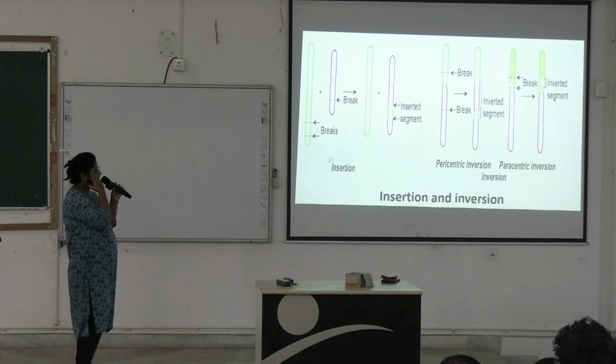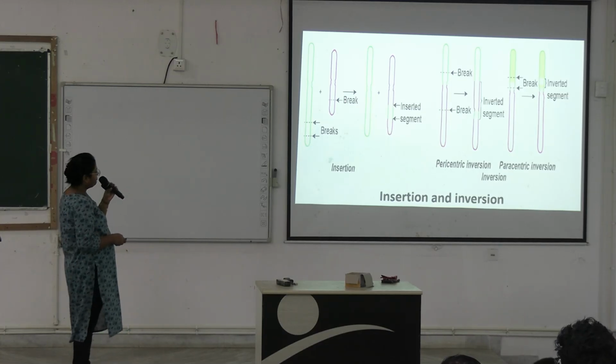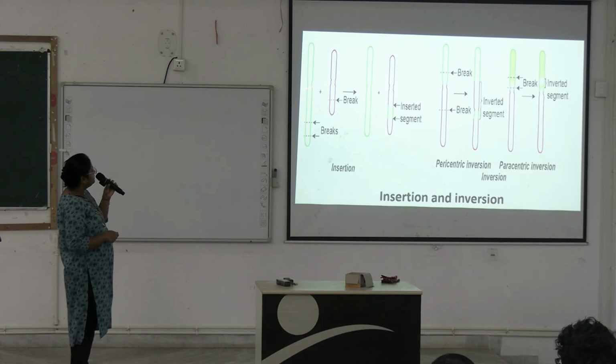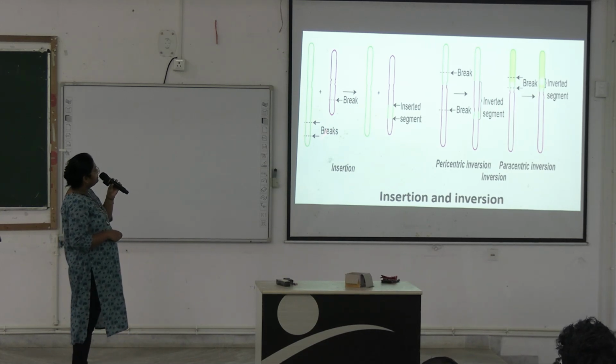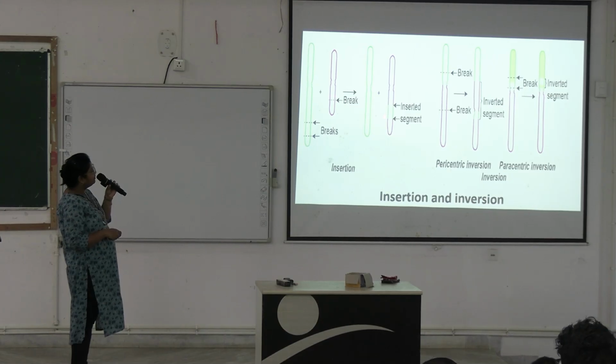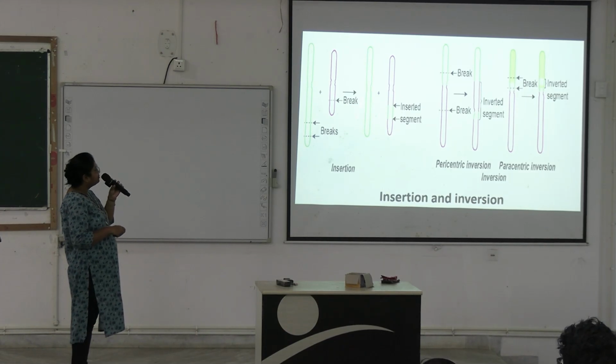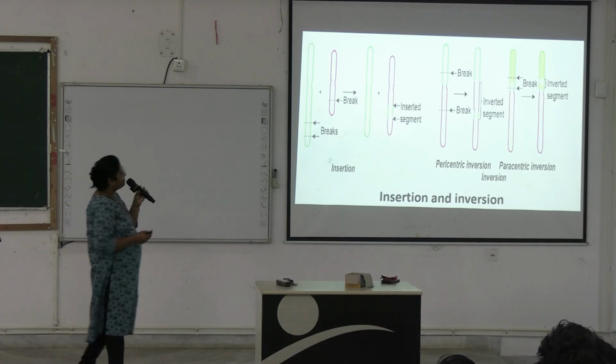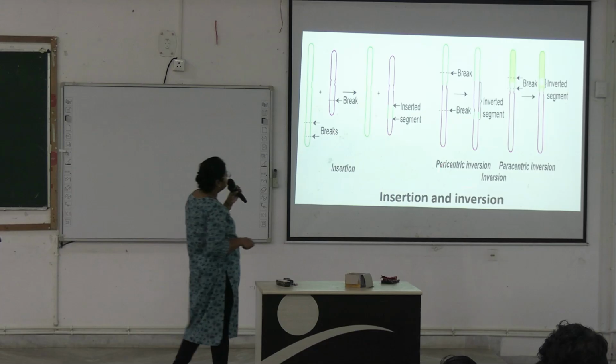Next, we are going to the next two processes, insertion and inversion. Insertion means this part is breaking and gets attached here. So this green segment is attached to this pink chromosome. This is known as insertion. No part is lost. And here this is inversion.